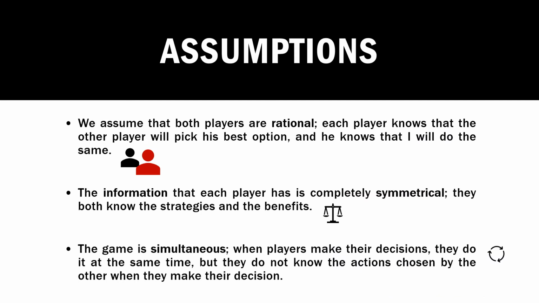There are a few assumptions in this game. First of all, we're going to assume that both players are rational. This means that each player knows that the other player will choose his or her best option. Secondly, the information that each player has is completely symmetrical. They both know each strategy and their respective benefits. Lastly, the game is simultaneous. So when players make their choices, they do it at the same time without knowing what the opponent has chosen.